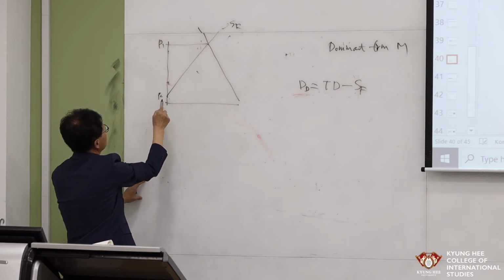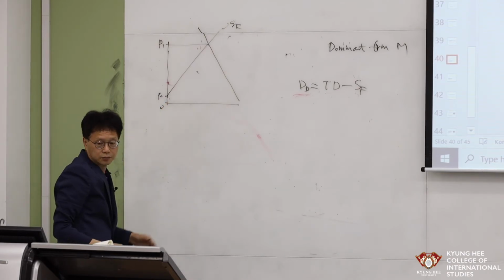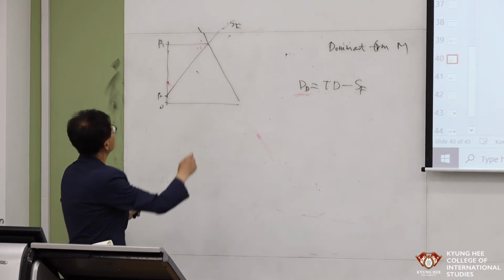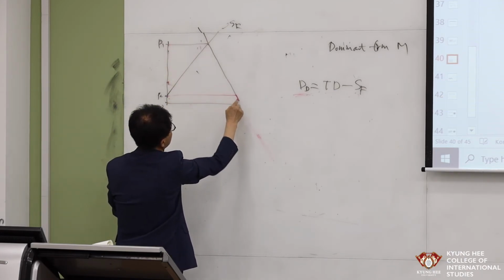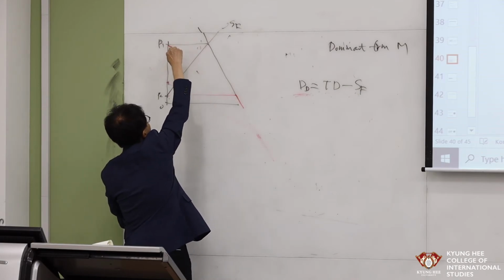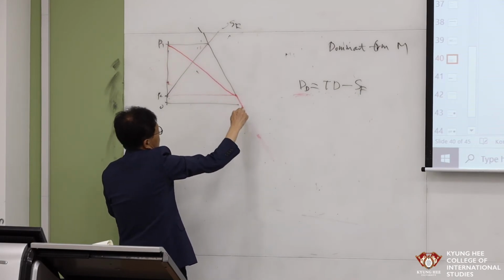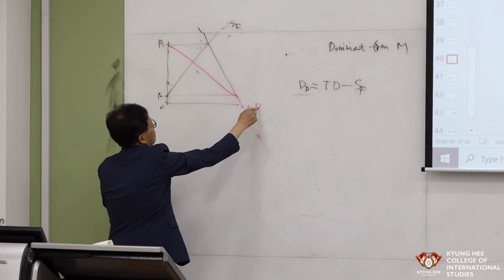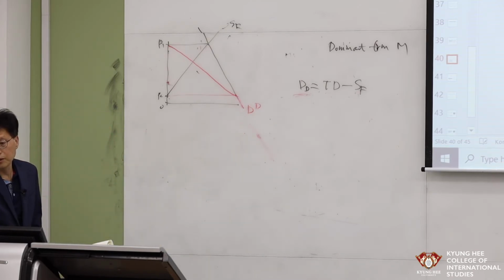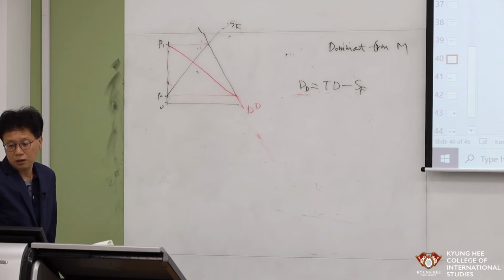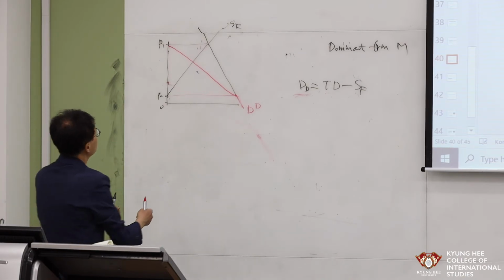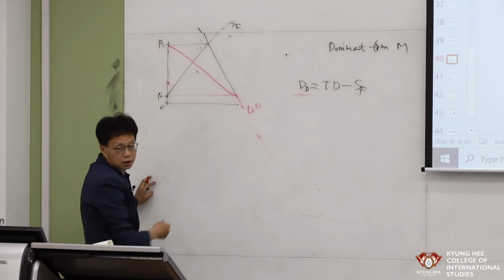That is P2. Then the dominant firm's demand curve is the gap between the two, starting from here and lower than the price, like this. So this one is demand by OPEC, or dominant firm's demand.